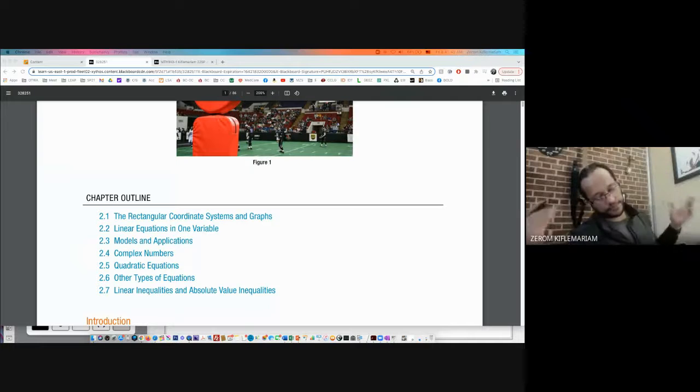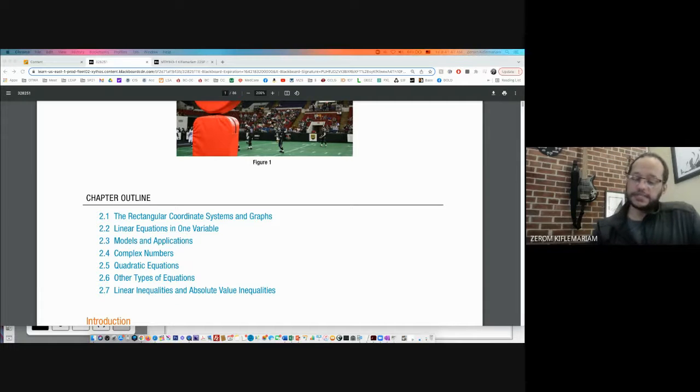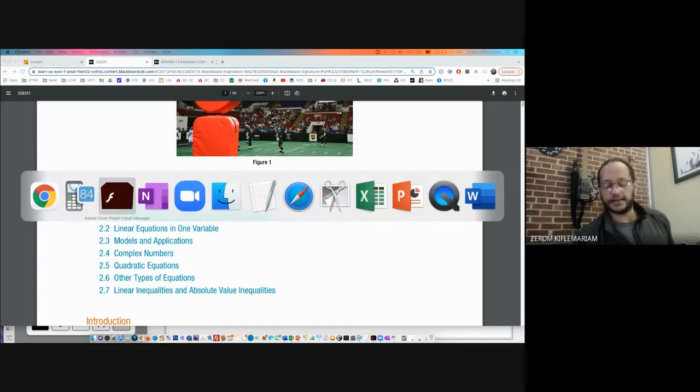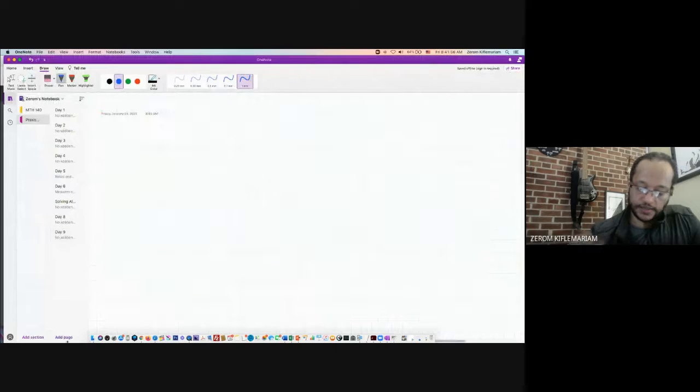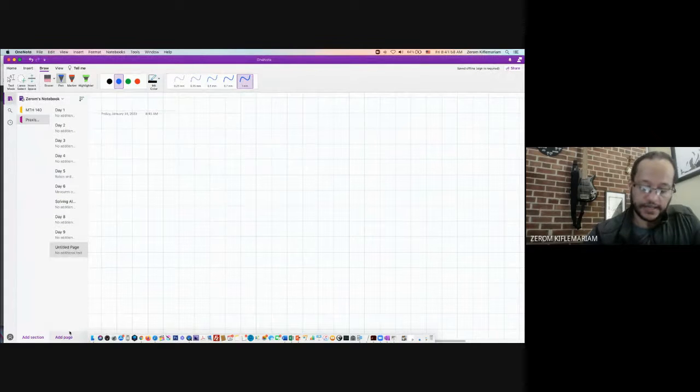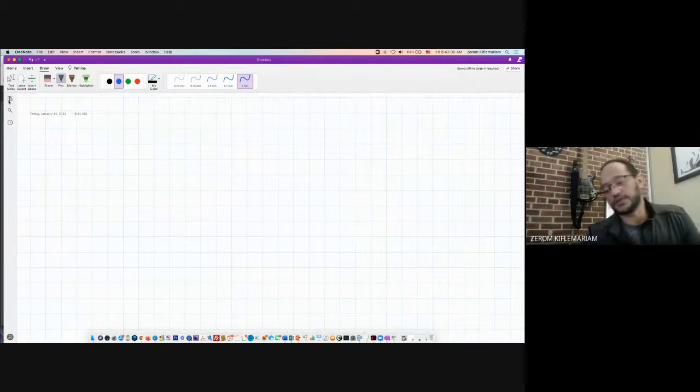Okay, so we are starting our first topic. It is the rectangular coordinate system and graphs. As I said, everything is going to be recorded, and this is our first lesson. The rectangular coordinate system is a foundation for everything that we're going to be doing.